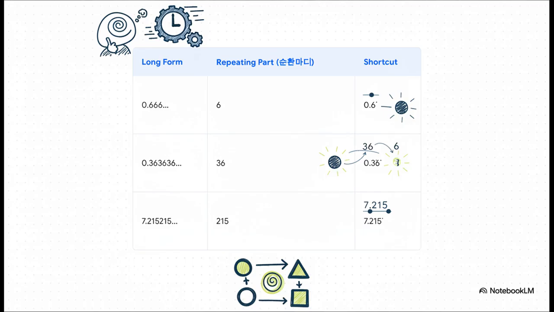Okay, next one. 0.363636. The repeating part is 36. So we put a dot over the 3 and a dot over the 6. And for the last one, 7.215215. The pattern is 215, so we just put a dot over the first number, the 2, and the last number, the 5. It's a great little time saver.